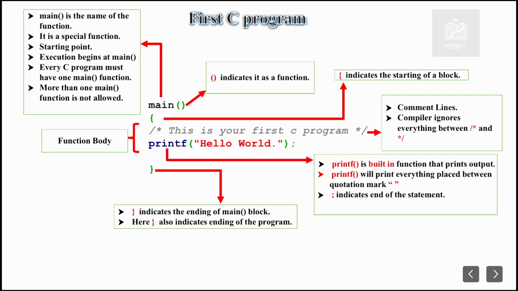Now if we try executing this program, what output are we going to get? Hello world. There is no other statement, no other operation that we are doing here. So when the compiler gets inside the main function, it sees that only the printf function is there, so it will just print this hello world, nothing more than that. So this is the output, hello world.